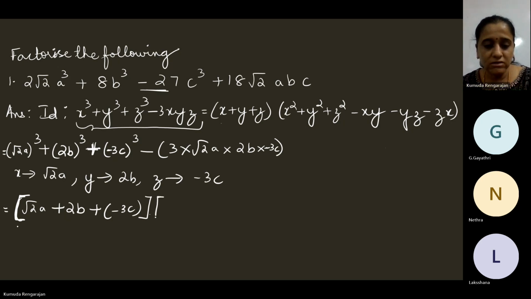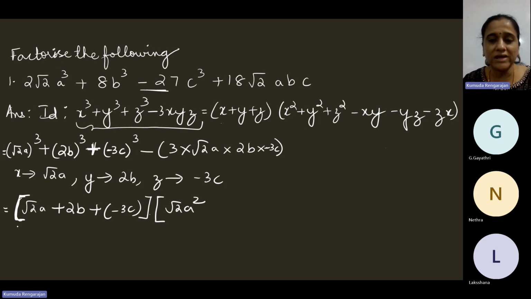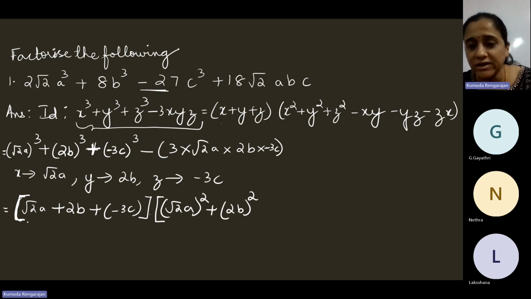Now again open bracket. You should write x squared. So what is x? Root 2a. And don't put a square like this. This is wrong. In x we have root 2 and a. So x squared means like this. Then go back to the identity. Plus y squared. What is y? 2b, squared. Then go back to the identity. Plus z squared. What is z? So we are only writing the expressions for x, y, z. Otherwise, everything we are taking help of the identity. Now plus z squared. What is z? Minus 3c squared. Go back to the identity.